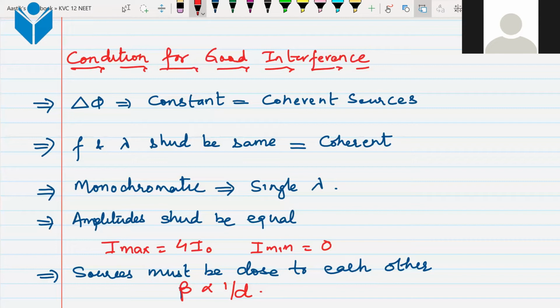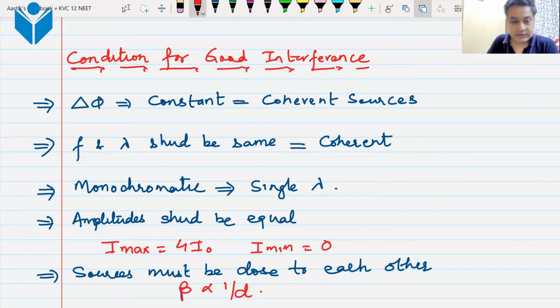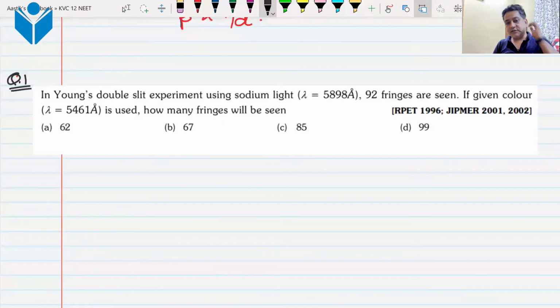Are we ready for the magic? Yes, sir. Then here comes the first question. This question is a pet question in many NEET exams. It has also come in JEE as well. So this is the first question. In Young's double-slit experiment using sodium light, 92 fringes are seen. If a different color is used, the wavelength given is 5461, how many fringes would be seen?